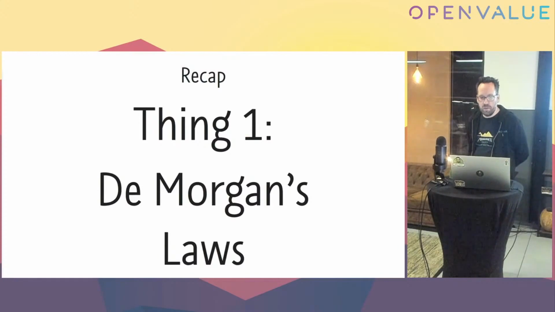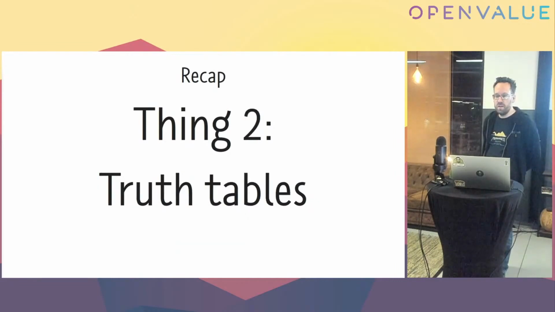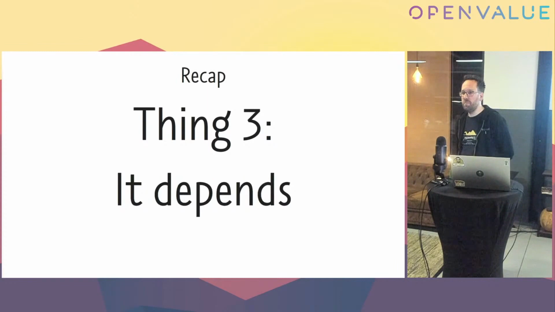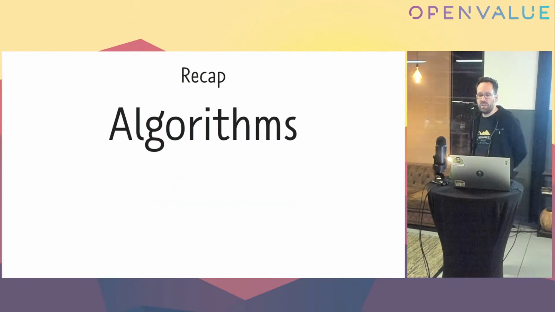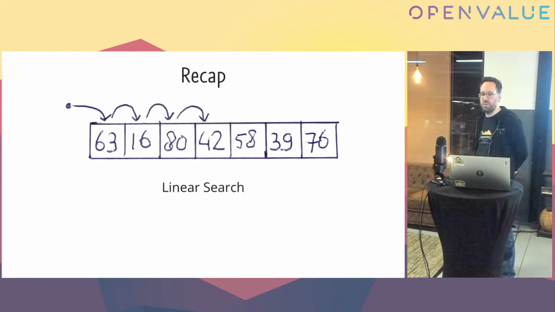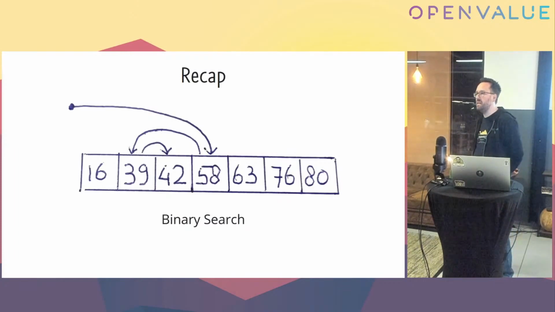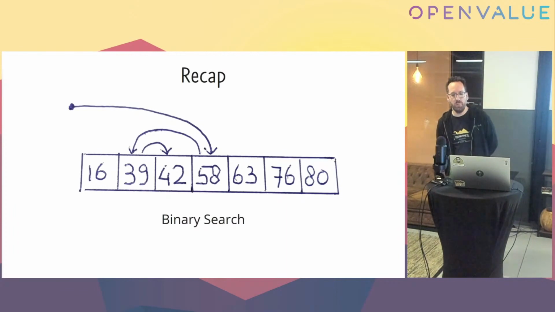So let's recap. If you only remember 3 things, the first thing should be De Morgan's law. The second one, the truth tables. The third one, it depends. Then if you want to remember more things, you can remember algorithms like, you know, linear search, what it looks like, binary search, and how it applies in Git bisect. That's something you can try out at work tomorrow if you want.